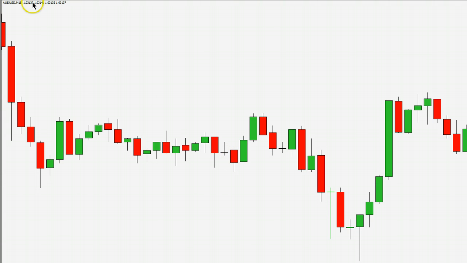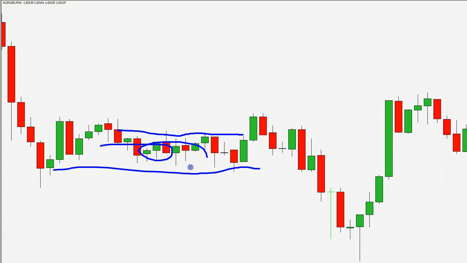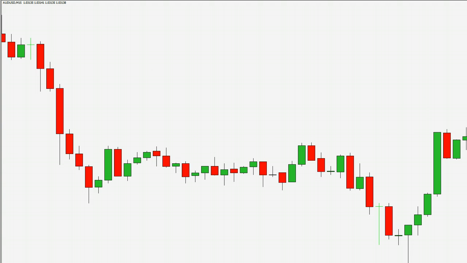Okay, so let me get my pen back out, and you can see we have a channel here, and we have just flat sideways motion. I'm going to clear that little scribble out. Sorry. We got this sideways motion here. We got a channel, and then all of a sudden we get a green bar. This bar has out-moved this bar right here.